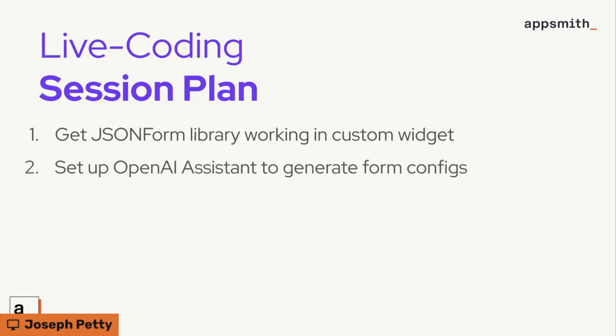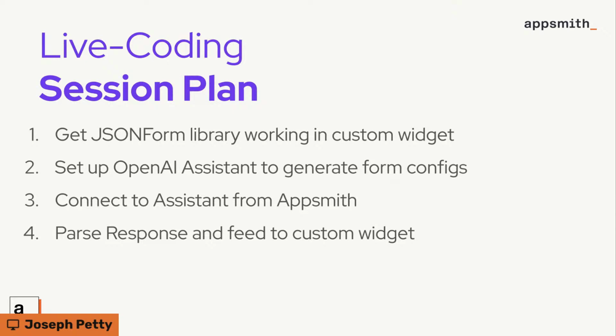And then I'm going to show the API assistant, the OpenAI assistant that I set up. And we're not going to build that from scratch. It's really just giving it a prompt and then enabling the API, but I'll show how that works. And then actually connecting to the assistant from Appsmith and writing all the APIs there. So there's like 4 or 5 different APIs and a loop that we have to run to keep checking for results. And then the last thing is to parse that response coming back from the API and be able to feed that into the custom widget so that it'll generate a form.